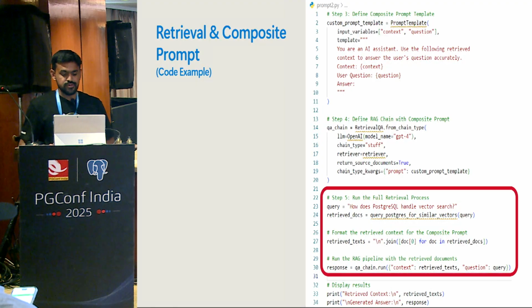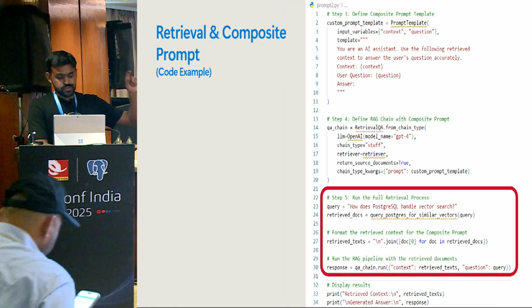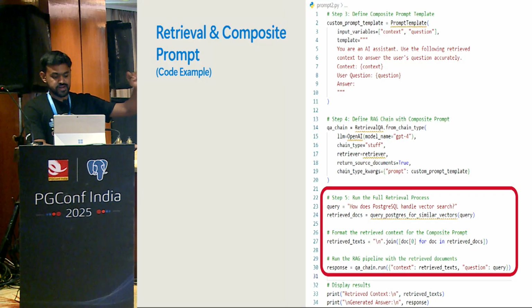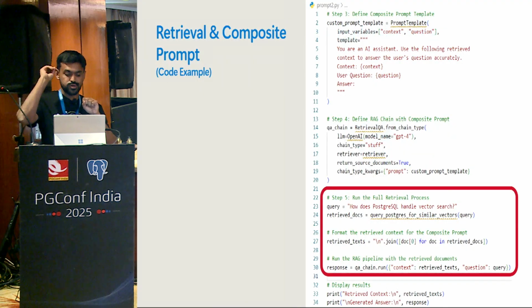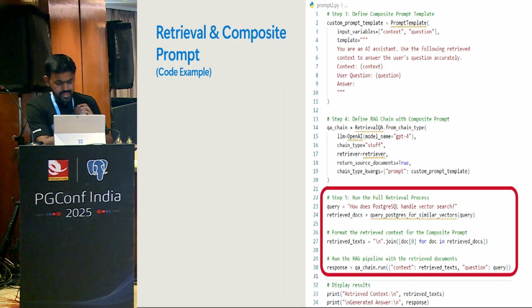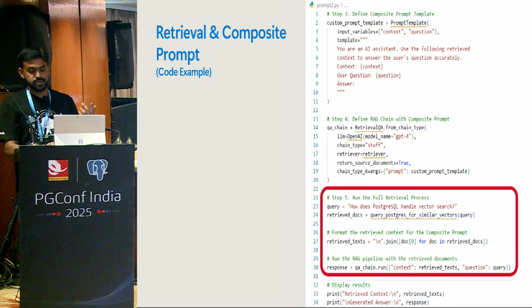And finally, we are putting it all into action. So here is the query, how does Postgres handle vector search? It's going to call the function that we defined in the second step to retrieve the relevant docs, and then we do some string parsing to make sure that we can pass this string data into the composite prompt, and then we call the QA chain run with the context and the question. And it's going to come back with the most relevant answers, and we display it.